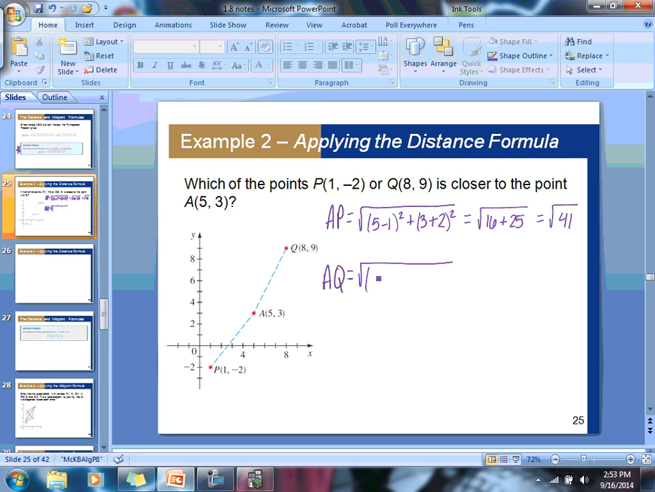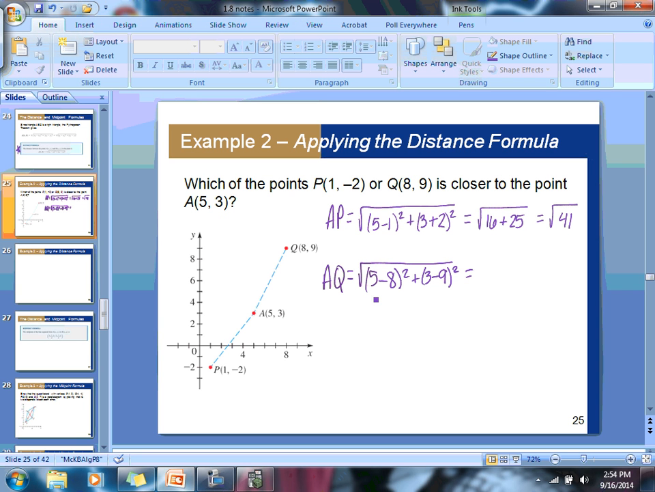So I'm going to subtract my x's, so I'll have 5 minus 8 squared, and then subtract my y's, 3 minus 9 squared. And remember, it doesn't really matter which ordered pair you call x1, y1 or x2, y2. The 1s and 2s in the distance formula really just mean that order matters. So if I take 5 minus 8, I also have to do 3 minus 9. I can't do 5 minus 8 and then 9 minus 3. I can't switch the order that I'm subtracting.